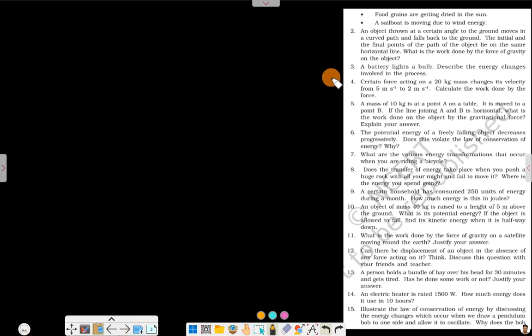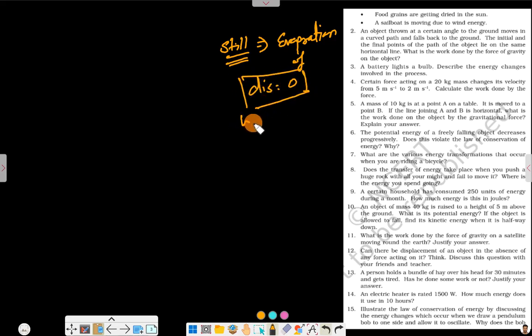Now there are two more parts related to this question. One is food grains getting dried in the sun. When food grains are getting dried, they are just staying there. What is only happening is evaporation of water from them, but displacement is 0. So work done is 0.